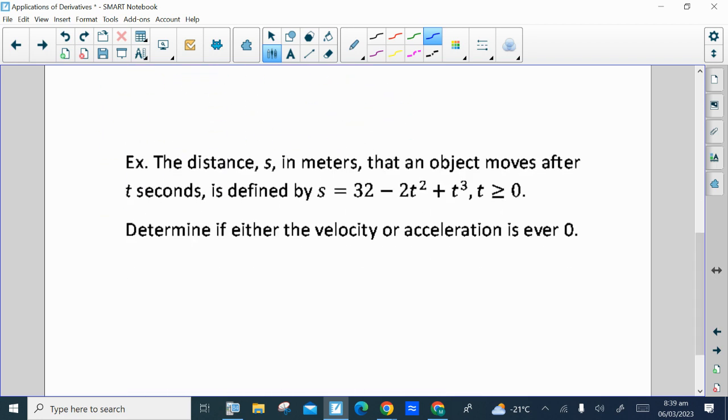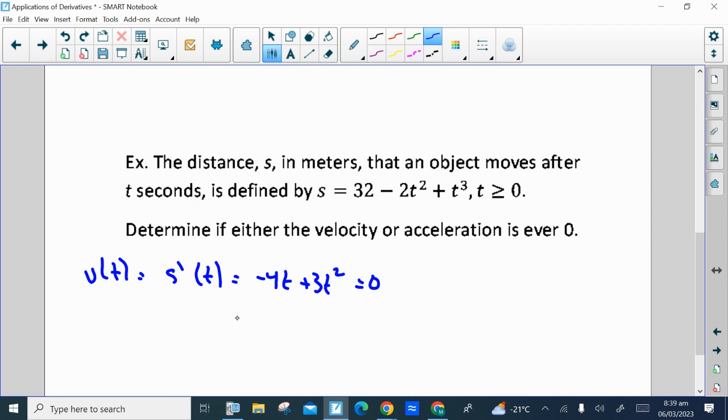The distance s in meters that an object moves after t seconds is defined by that. So again, that's the position function. Determine if either the velocity or acceleration is ever 0. So we'll first start by finding our velocity function. That'll be the derivative of the position function, which will be negative 4t plus 3t squared. And we want to know if that is ever equal to 0.